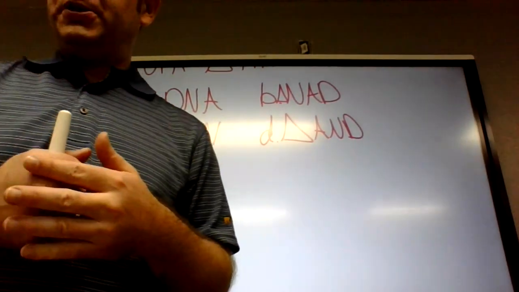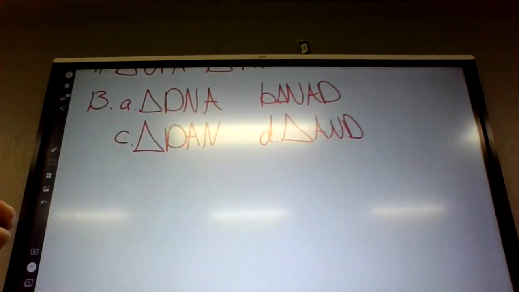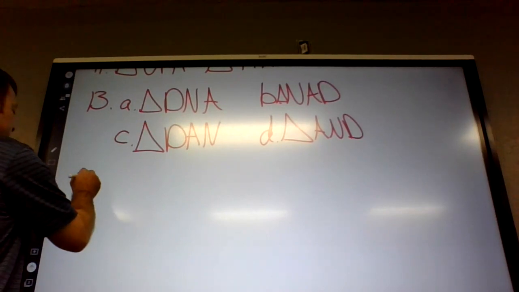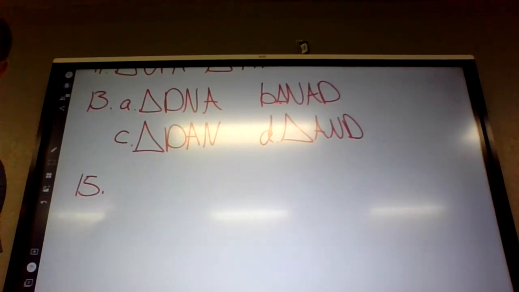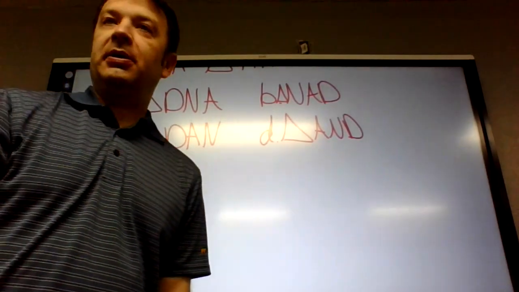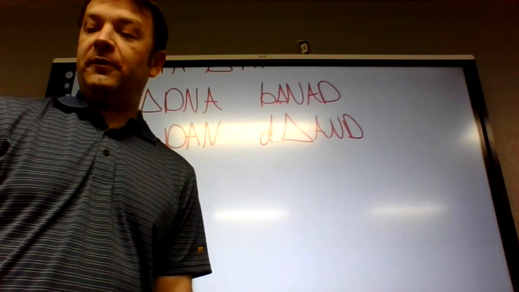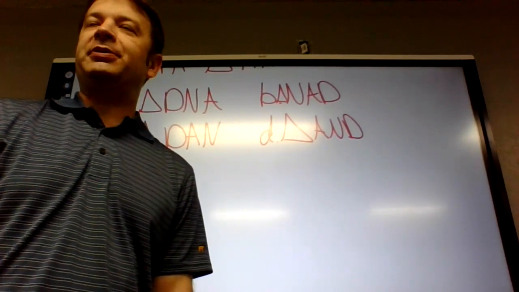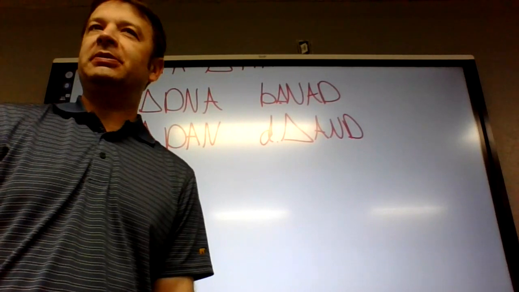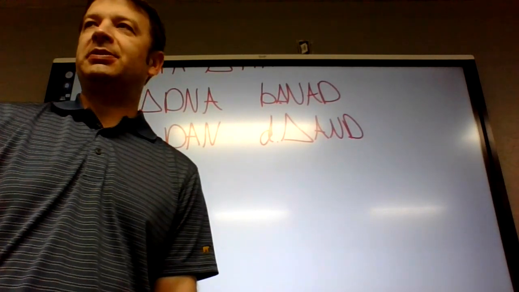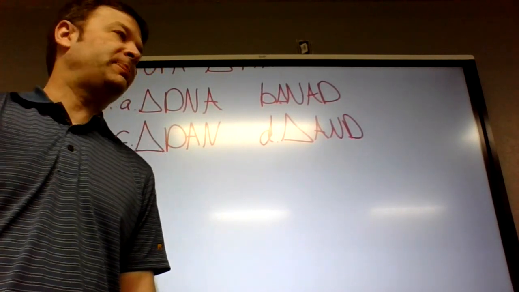Okay, 14 is asking the same thing 15 is, which is name all the congruent parts. So if we have two triangles, how many congruent parts should there be? Six. Three pairs of angles, three pairs of sides.